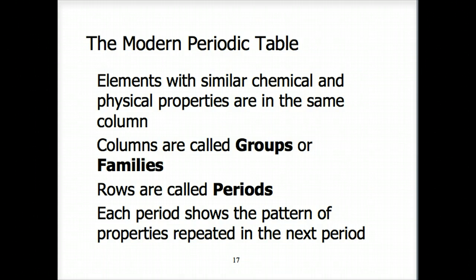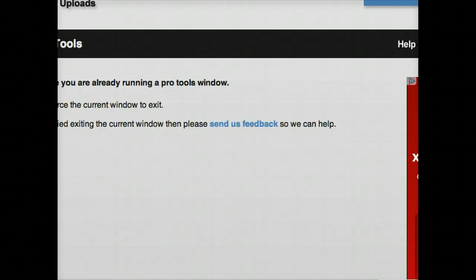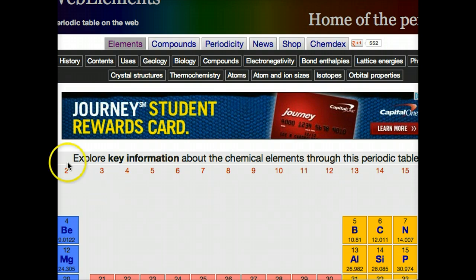I'm going to switch to show you a periodic table in the next slide. Here is a periodic table right here.